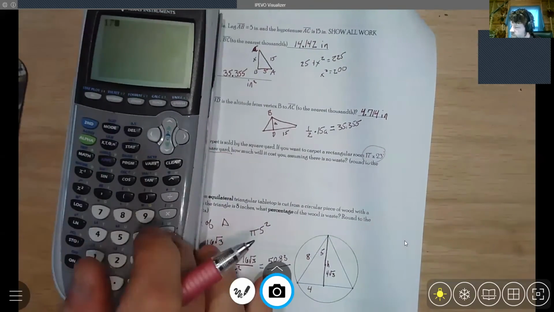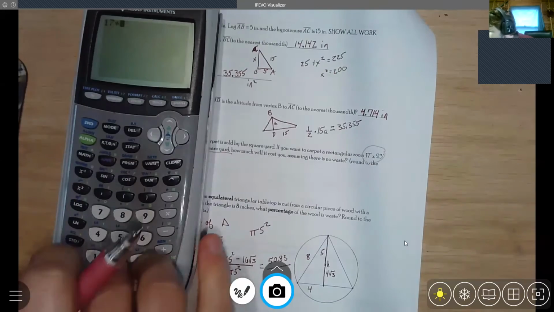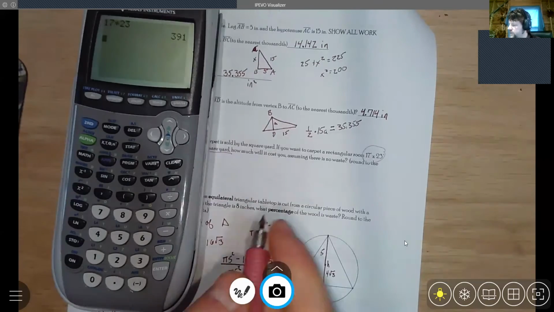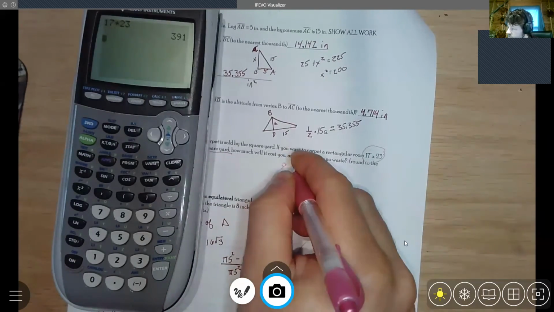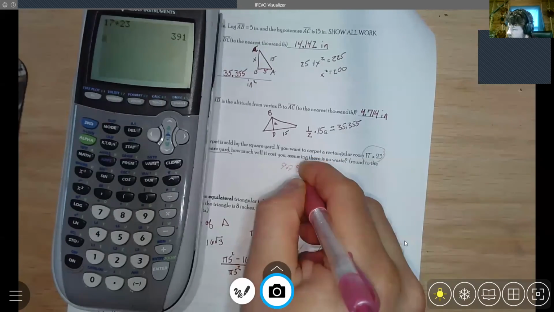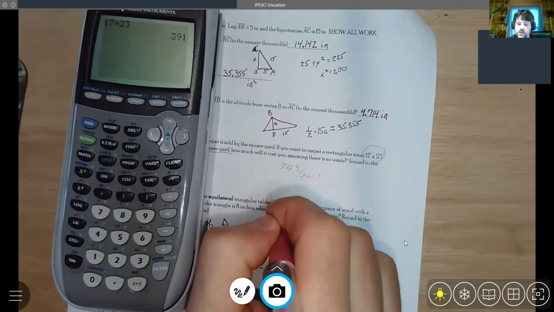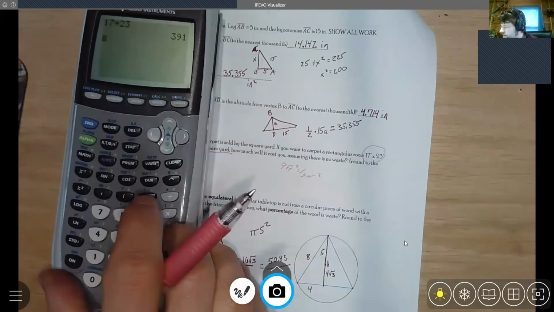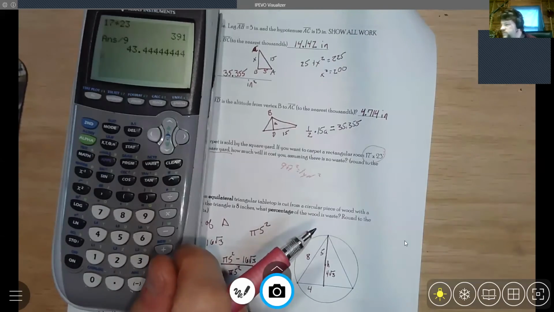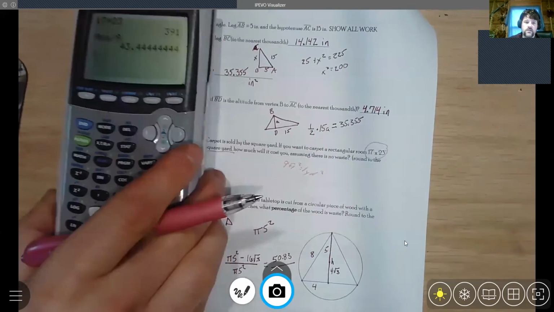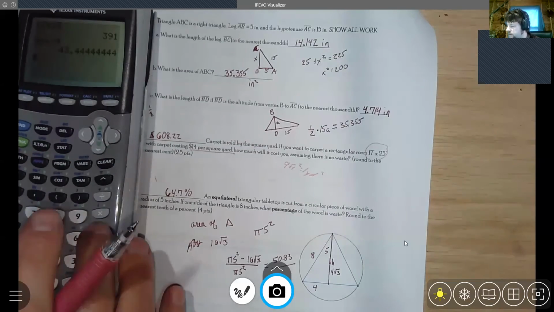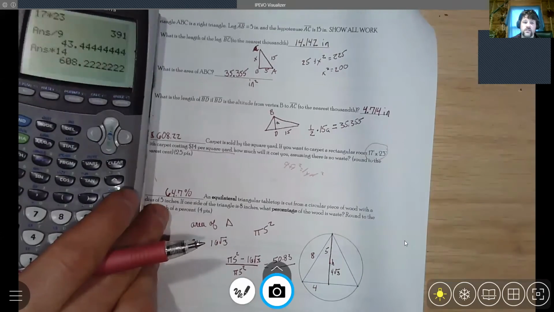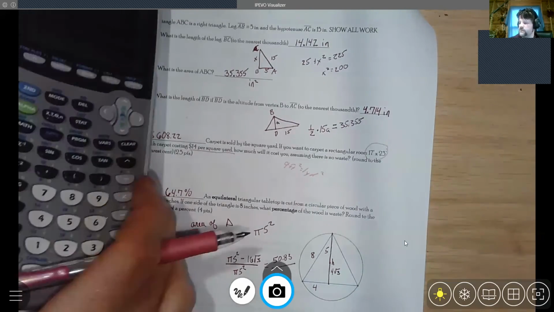So 17 times 23 is 391 square feet, but we need yards. There are 9 square feet in 1 square yard. You could convert these dimensions to yards first too if you wanted. So I'm going to divide by 9, and that gives me 43.49 square yards. So I just have to multiply that by the $14 per square yard. That's $608.22.